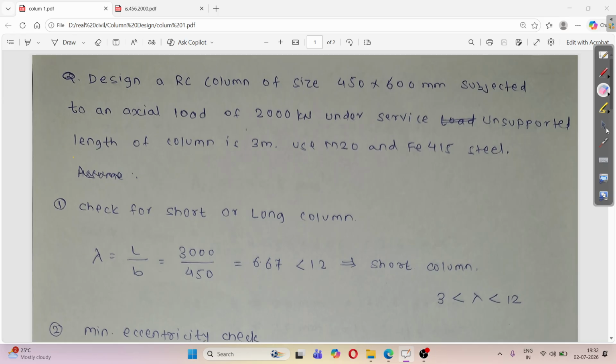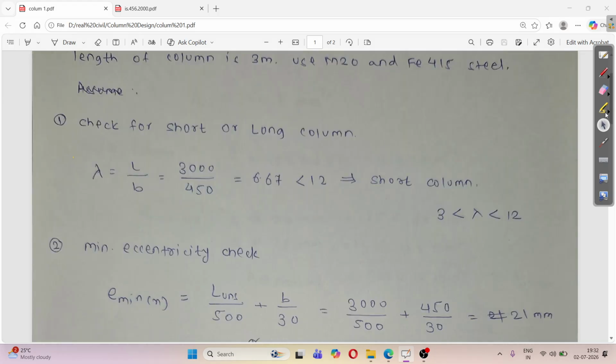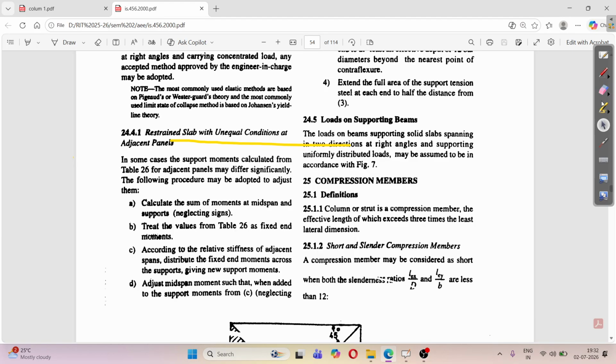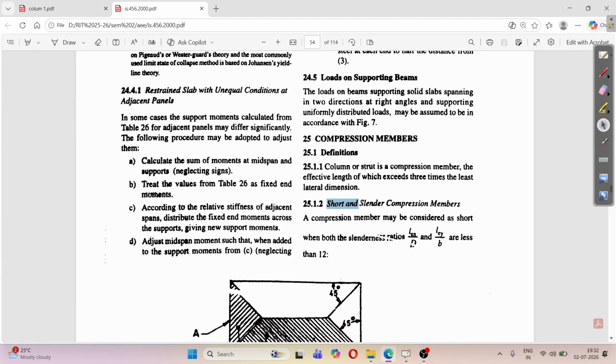The very first step is to check for short or long column. So we have to check here whether our column is long or short. For that the condition is given in IS 456. Here you can see short and slender compression member. A compression member may be considered as short when both the slenderness ratios Lex upon D and Ley upon B are less than 12.